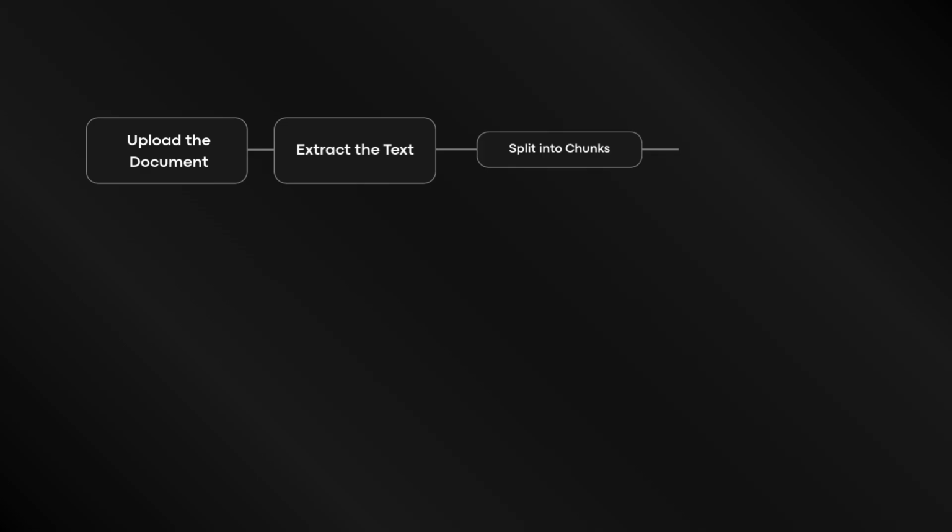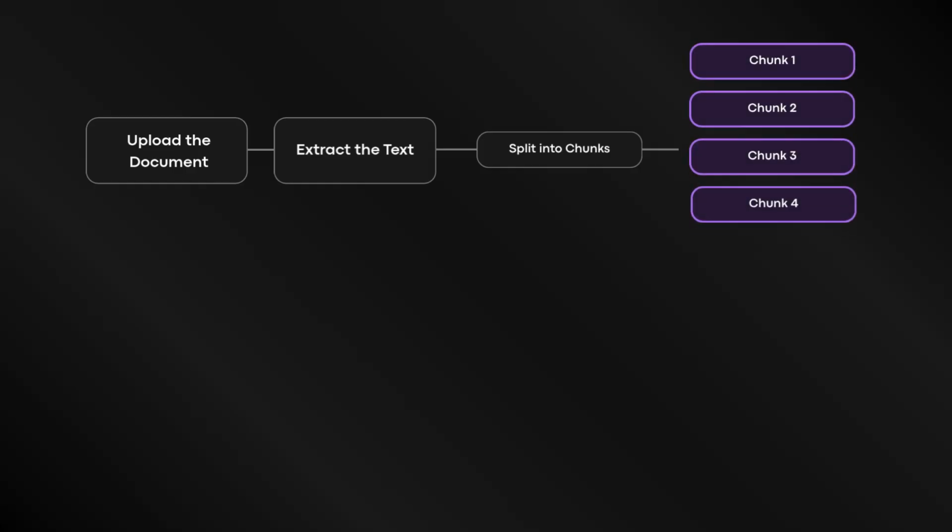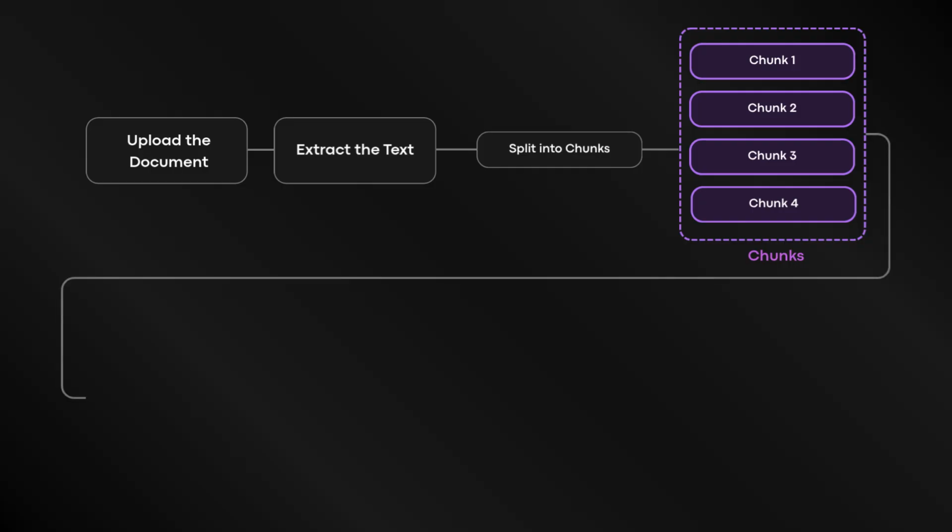So instead, we divide the document into many smaller pieces called chunks. Each chunk contains only a small section of the document. This makes searching much faster and much more accurate. Now, each chunk is converted into something called an embedding. Don't worry about the technical word. Think of an embedding as a numerical representation of the meaning of the text. Instead of storing only words, we are storing their meaning. This allows the computer to compare concepts instead of just matching exact keywords.